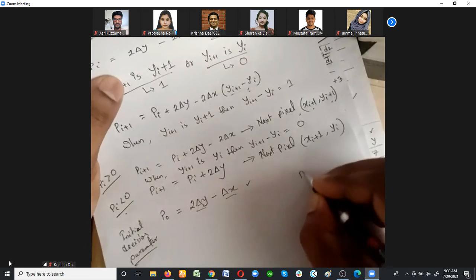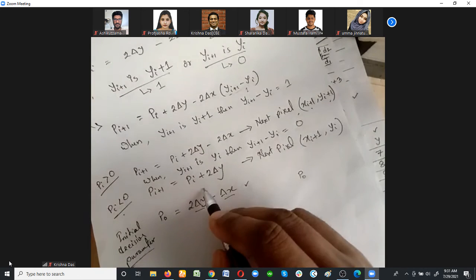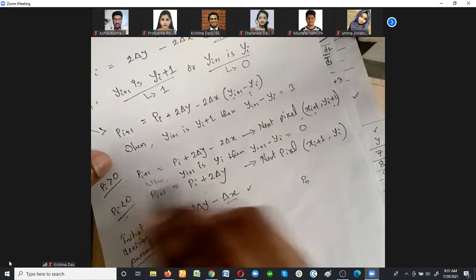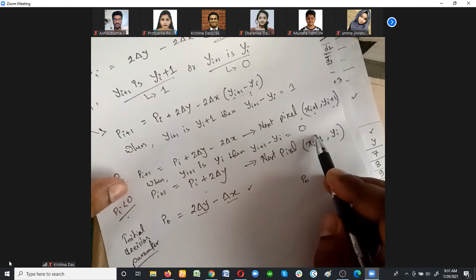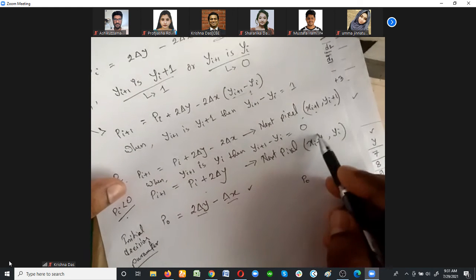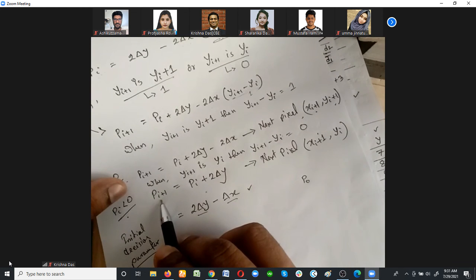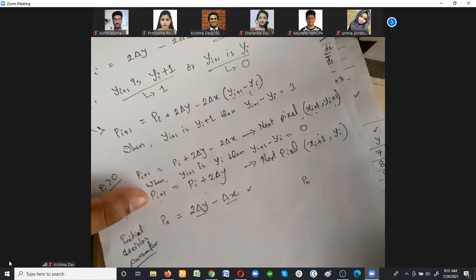So if it is my P naught, is it negative or positive? Yes, say it is negative, then I will go for this pixel. Okay, but for the next point, what should be my decision parameter? Then I will calculate this decision parameter, and whatever the value it will be, that will be the P naught for the next one to find out.